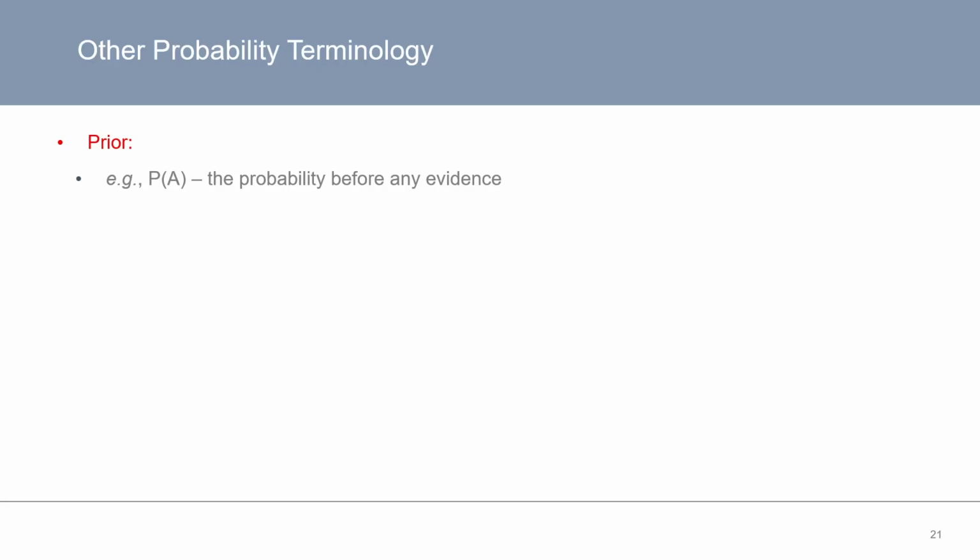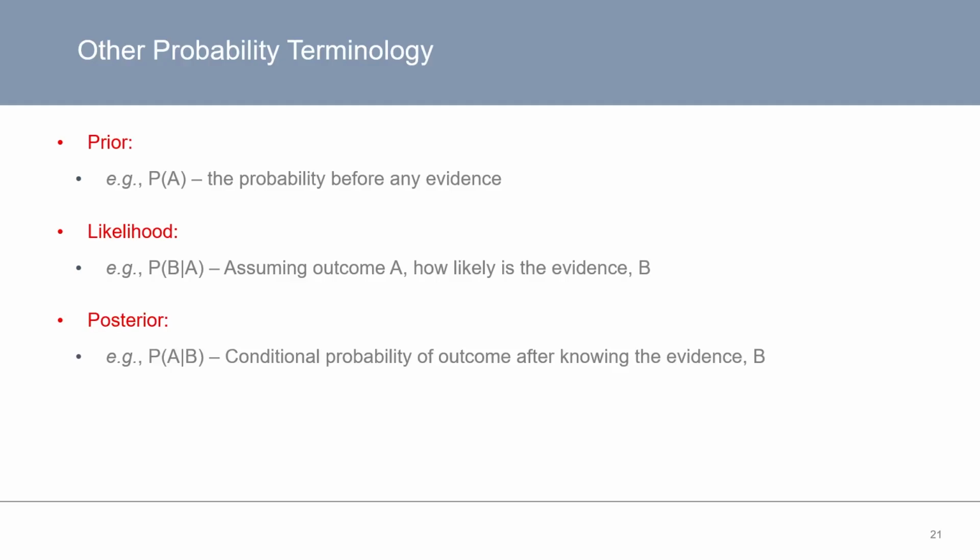The first is the term prior. This is used to describe the probability of an event alone, or in other words, the probability of that event before any other evidence was available to place it in context. The likelihood is also used to describe conditional probabilities. For example, the probability of B given A, or we could say this as assuming the outcome A, how likely is the evidence B? Then there's the term posterior.